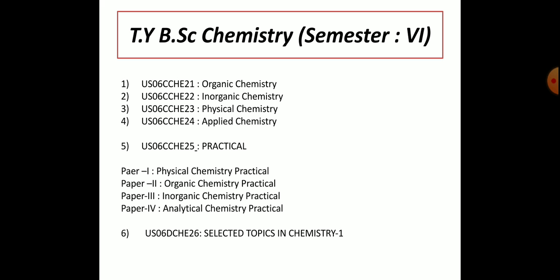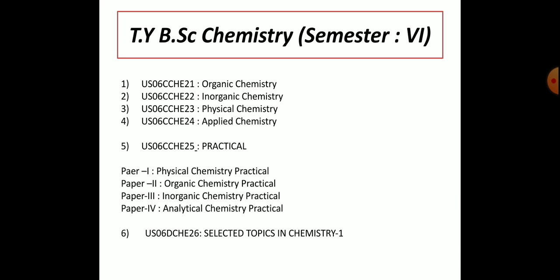Then third subject, that is US 06 CCH 23, that is physical chemistry. This subject also contain total 4 unit. Unit 1 is entropy and third law of thermodynamics. Unit 2 is electromotive force and electrochemical cells. Unit 3 is phase equilibrium. Unit 4 is colloidal state.